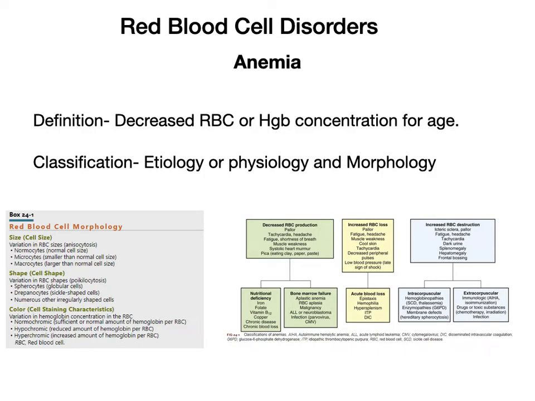The first red blood cell disorder is anemia. This is a decreased red blood cell or hemoglobin concentration for age. The classification is etiology or physiology and morphology. The etiology and physiology can show us the cause of the anemia, and the morphology will show us the size, shape, or color and can help with laboratory evaluation.